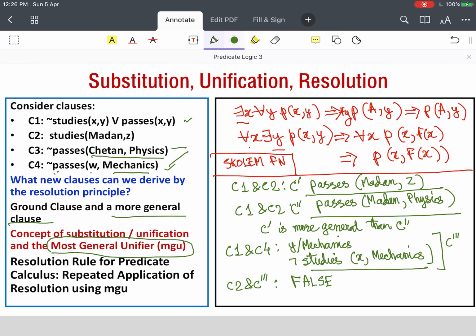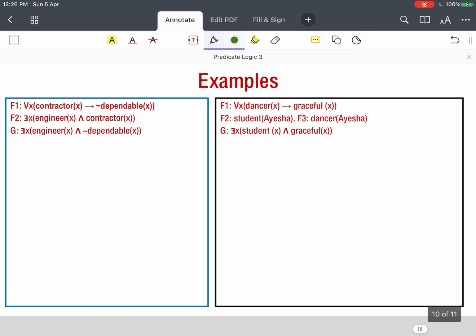Will these two unify? No, because this does not unify if I try to replace, though both are in the same. So this is how I get this. So in the repeated application, we must ensure that we unify by the most general unifier. And once we use the most general unifier, it will be easy for us to use fewer steps to derive the null clause or the false clause if the same exists.